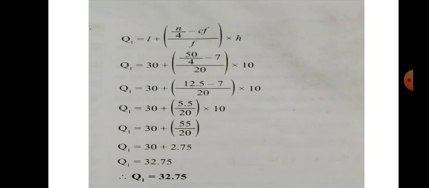So what is the final answer here? Q1 is equal to 30 plus 2.75. So what is the answer? Q1 is equal to 32.75.